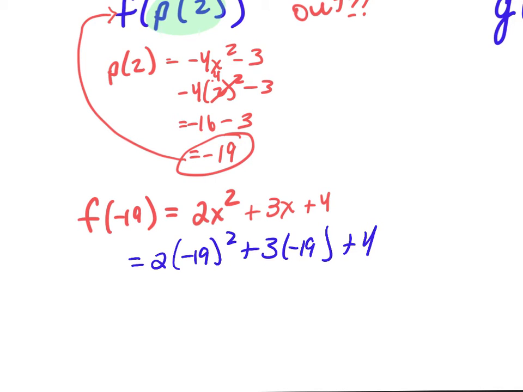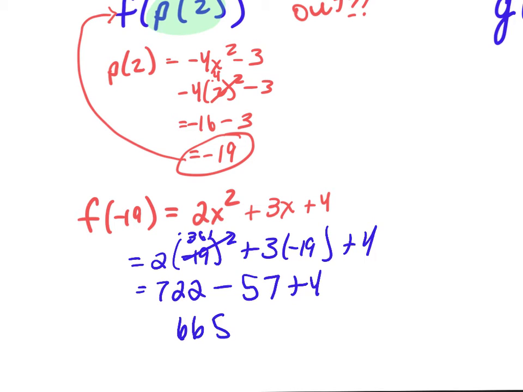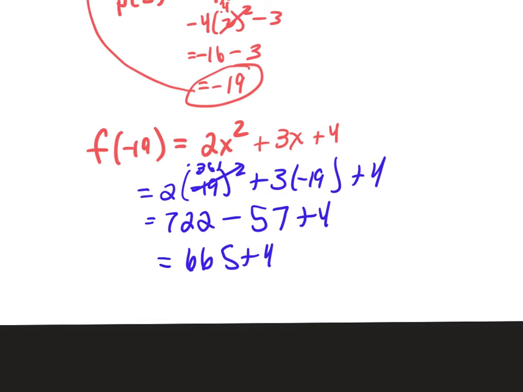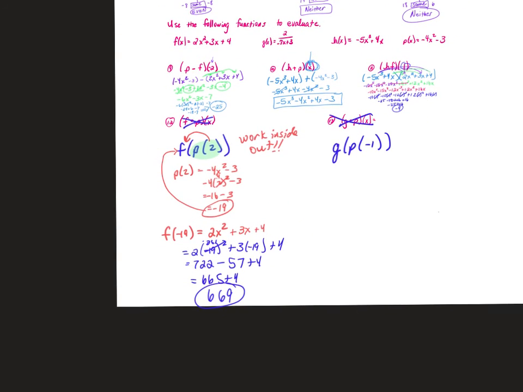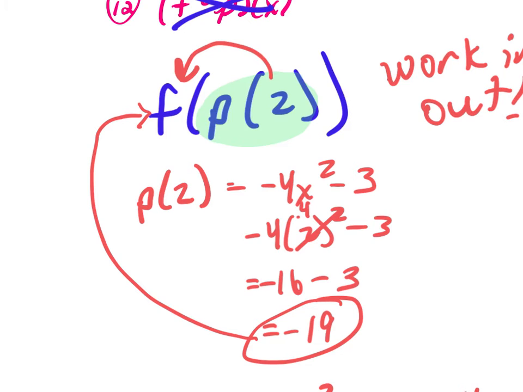Understanding what I'm doing, that's the most important thing. Do you guys understand what I'm doing? Okay, so 19 times 19 is 361. So this is 361 times 2, which gives me 722 minus 19 times 3, which is 57, plus 4. So 722 minus 57 is 665, plus 4 is what? 669.